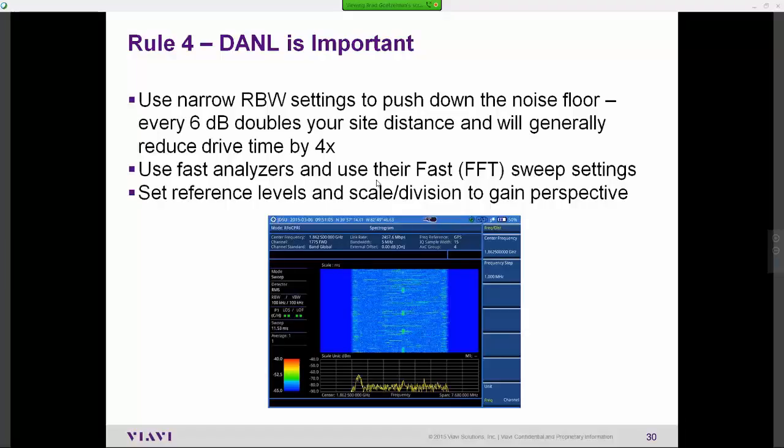But understanding how to use your equipment and what levels it typically shows under good conditions matters. I recommend investing time looking at good spectrum so that you understand what bad looks like.